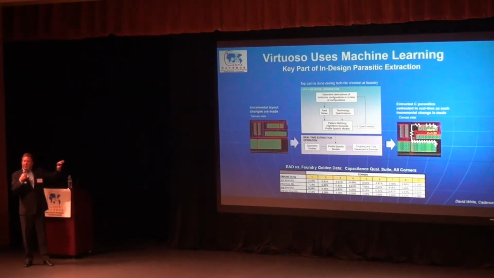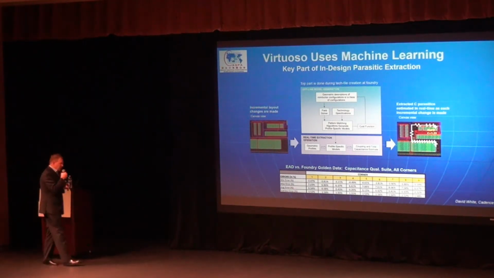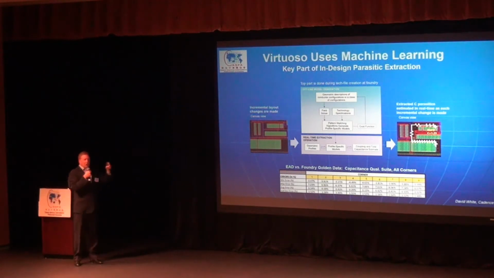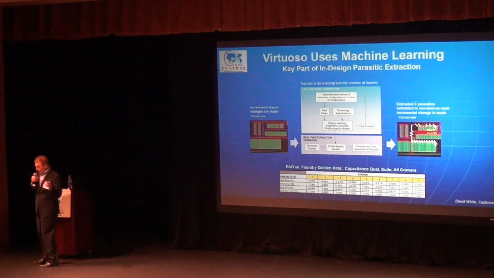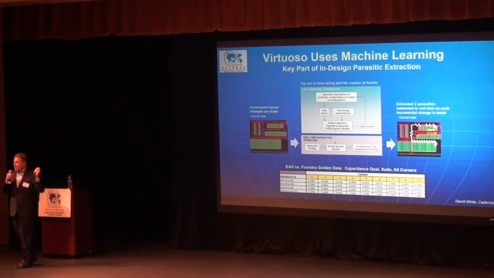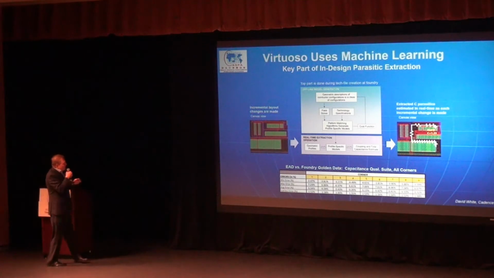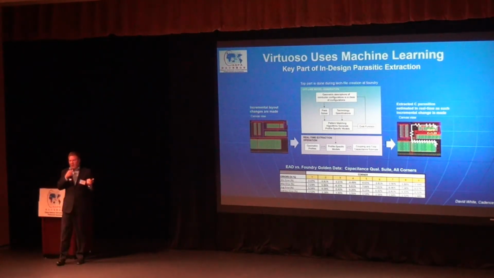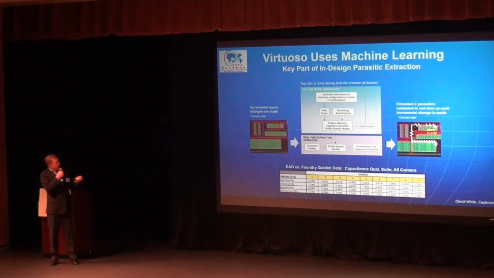So the heart of this solution in Virtuoso is this machine learning model that does parasitic extraction. Now this model has been in Virtuoso since 2013. So some of you may have used it, not knowing it was doing machine learning in the background. So this flow basically shows how it works. When we generate our tech files at the Foundry, we have a big automated system. And that automated system has a field solver built into it.